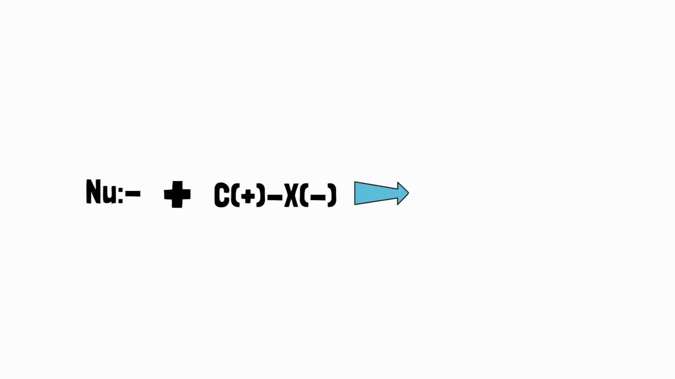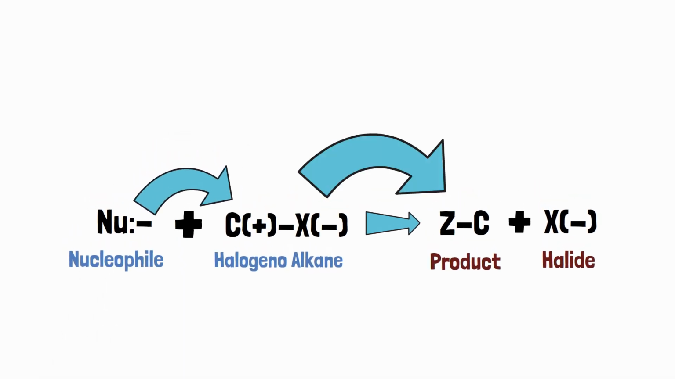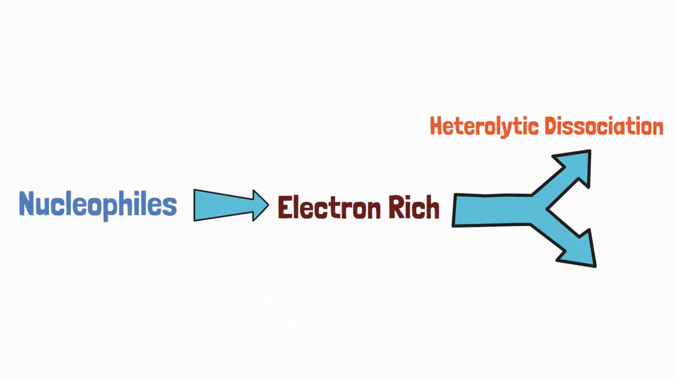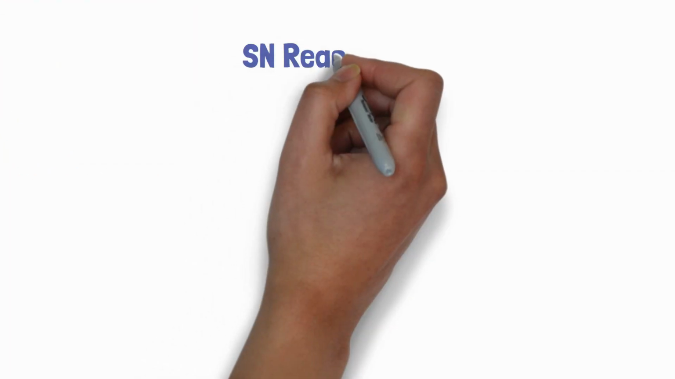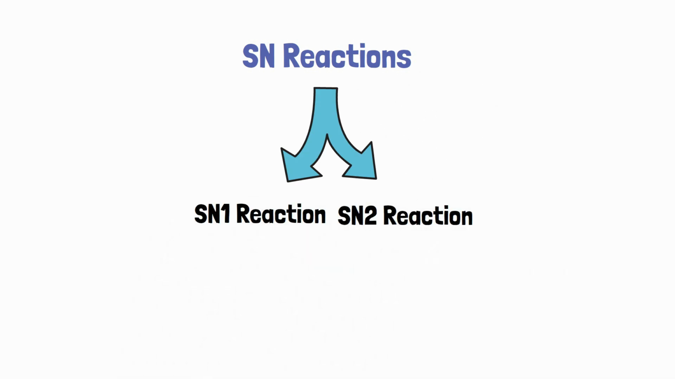Nucleophilic substitution reactions are the reactions where a nucleophile attacks a positively charged center to replace a leaving group from the substrate. By now, you must know that nucleophiles are electron-rich species that are produced by the heterolytic dissociation of reagents and seek positive centers to attack. SN reactions are of two types. Number 1, SN1 reaction. Number 2, SN2 reaction.